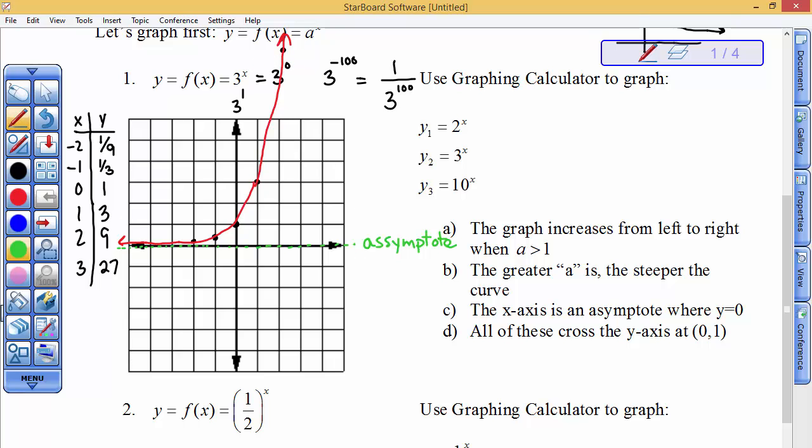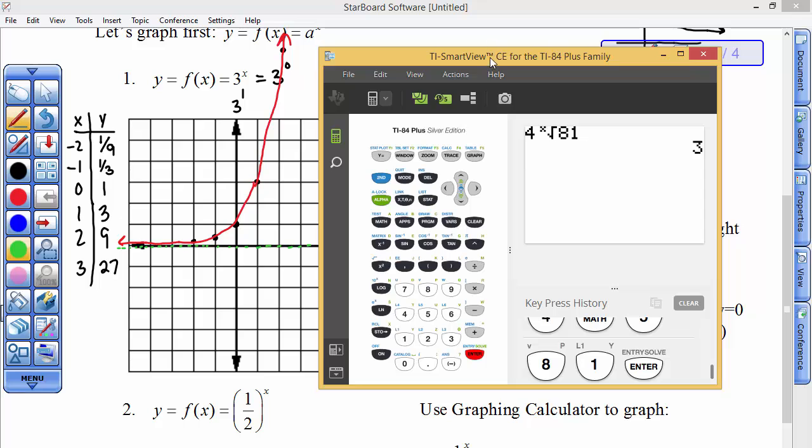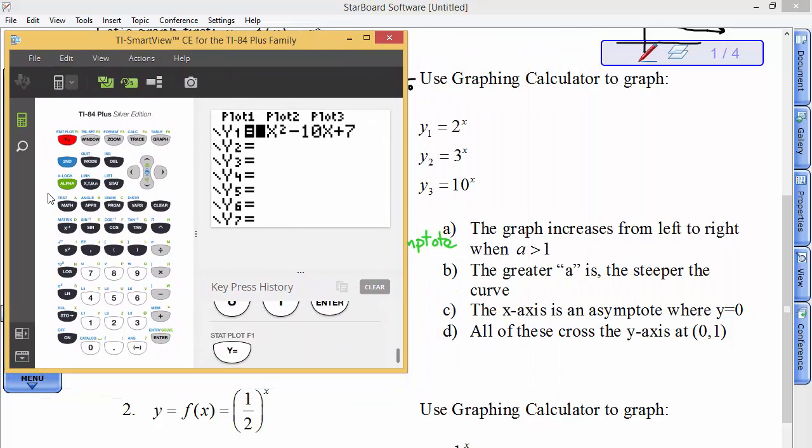Let's take a look at our graphing calculator, and let's graph y equals 2 to the x power. And let's just go ahead and hit graph.